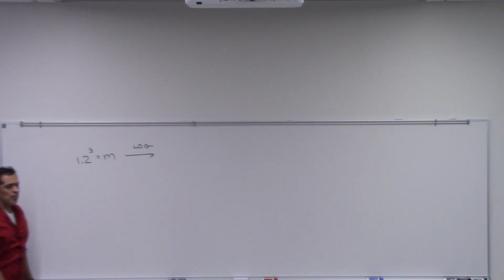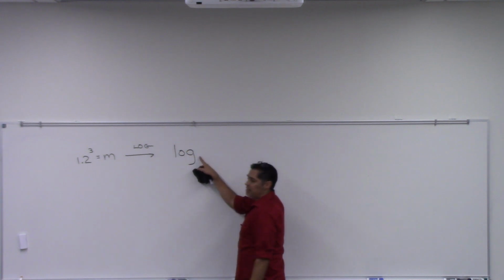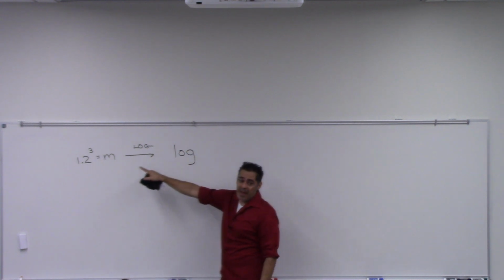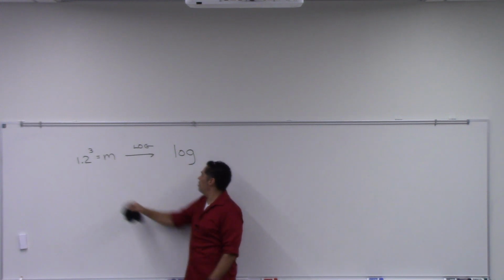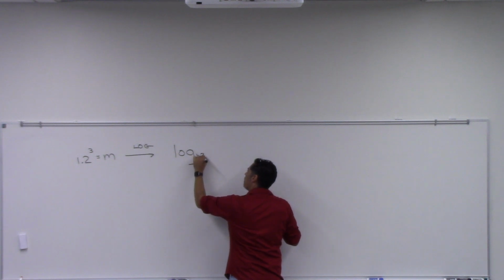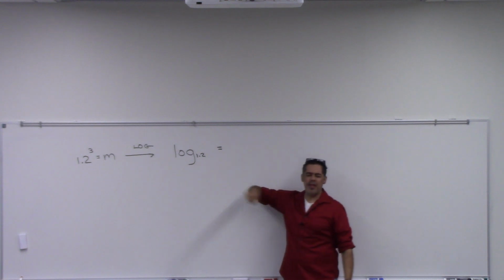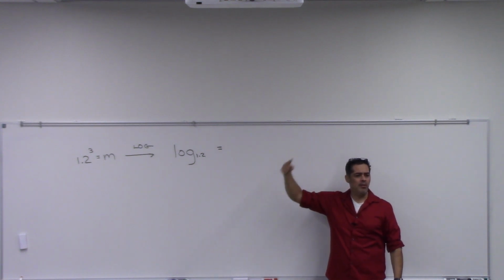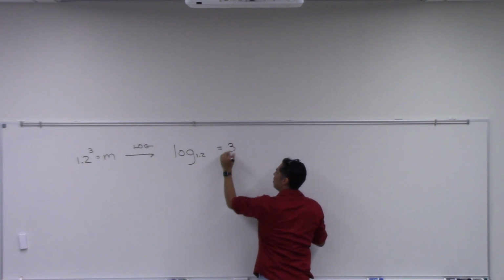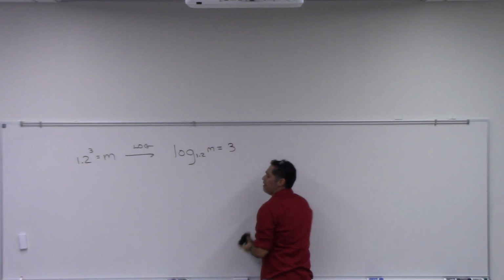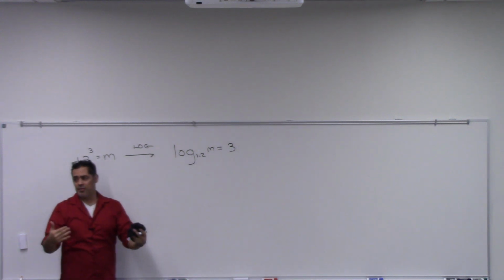In other words, you're going to write down a log, and then the base of this log will be the base of what you see over here. So what's the base in this equation? 1.2. And then you'll have an equals here. I need to put something here and here. So think about the loop, right? Think about the loop. What would go here? 3. What would go here? M. Okay, so these two expressions are equivalent to one another.